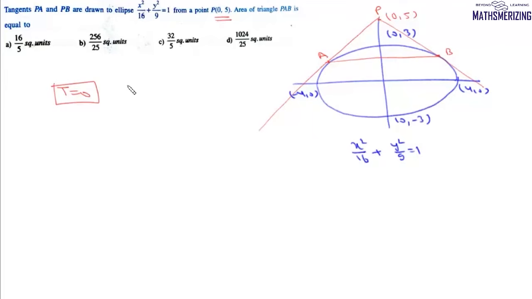So we'll write x x1, so there'll be 0x upon 16 plus 5y upon 9 equals 1. So from here we'll write the value of y is 9 by 5. So this line is y equals 9 by 5. Now once we have the value of y, we can find the value of x also. So we'll find these points A and B. So we'll put y as 9 by 5.